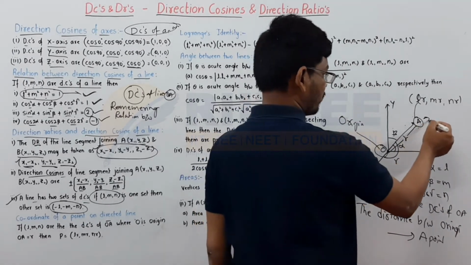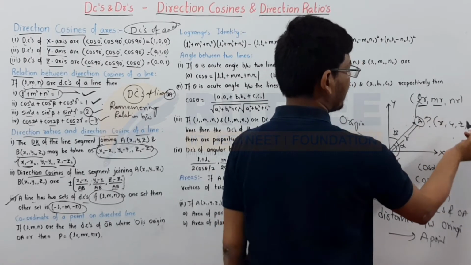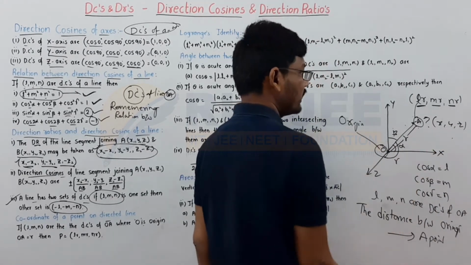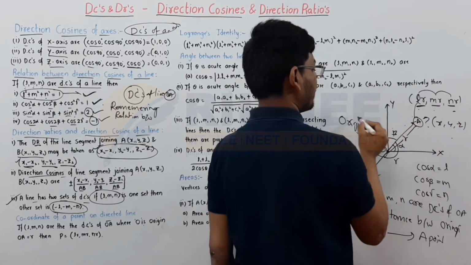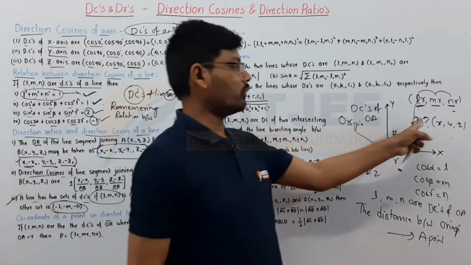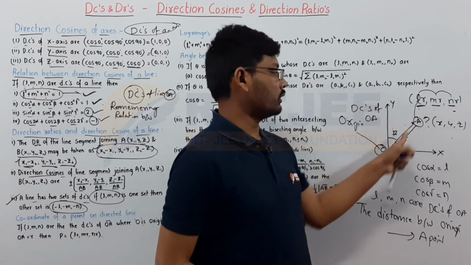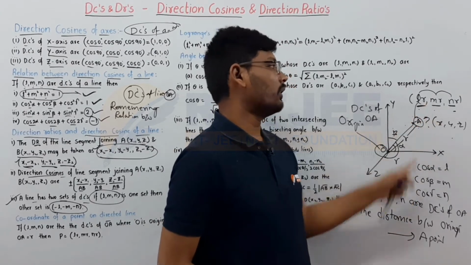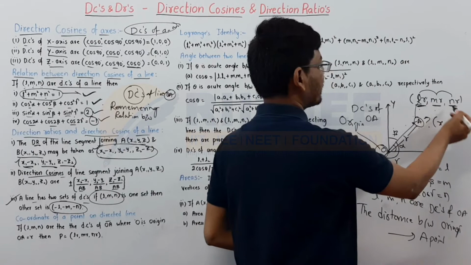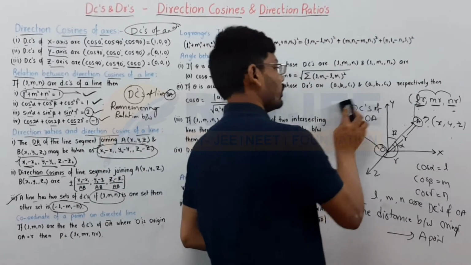If you want to find this point x, y, z, it is L into R, M into R, N into R, where R is the distance between O and A, origin to point, and L, M, N are the DCs of OA. This is the point. To find a point in a 3D coordinate system, you can use the direction cosines and the distance between the origin and the point: LR, MR, NR, where R is the distance between the origin and the point and L, M, N are the DCs of the line OA.